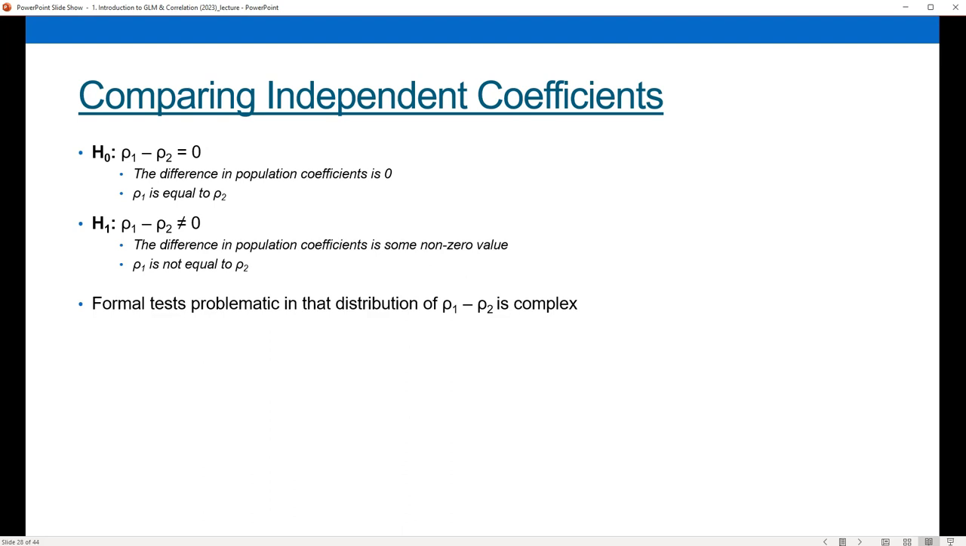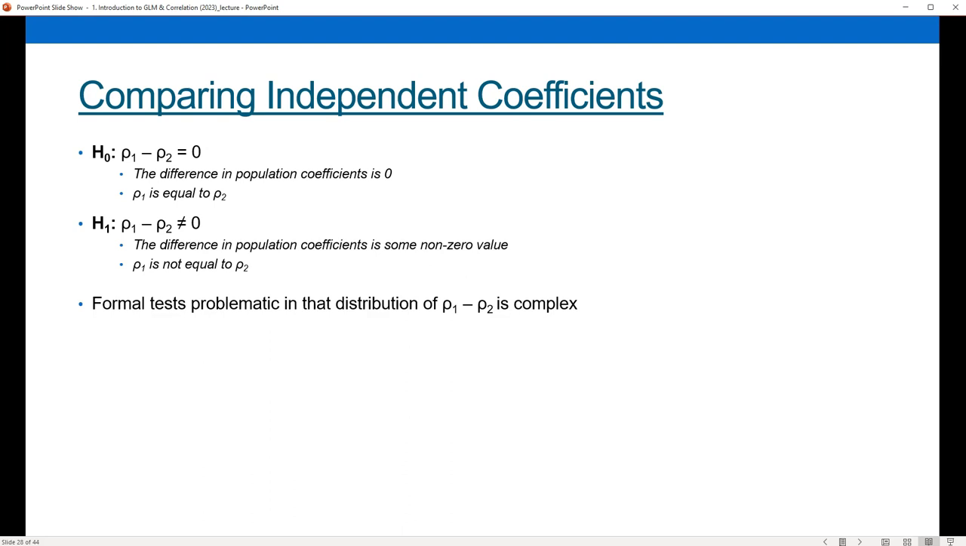One thing we can do is compare independent coefficients. Okay, what we're doing here is, let's say I look at the association of extroversion and social support in college students, and then I want to look at the correlation of extroversion and social support in, let's say, older adults. And my question is, is the association between extroversion and social support equal to the association that we would see in older adults?